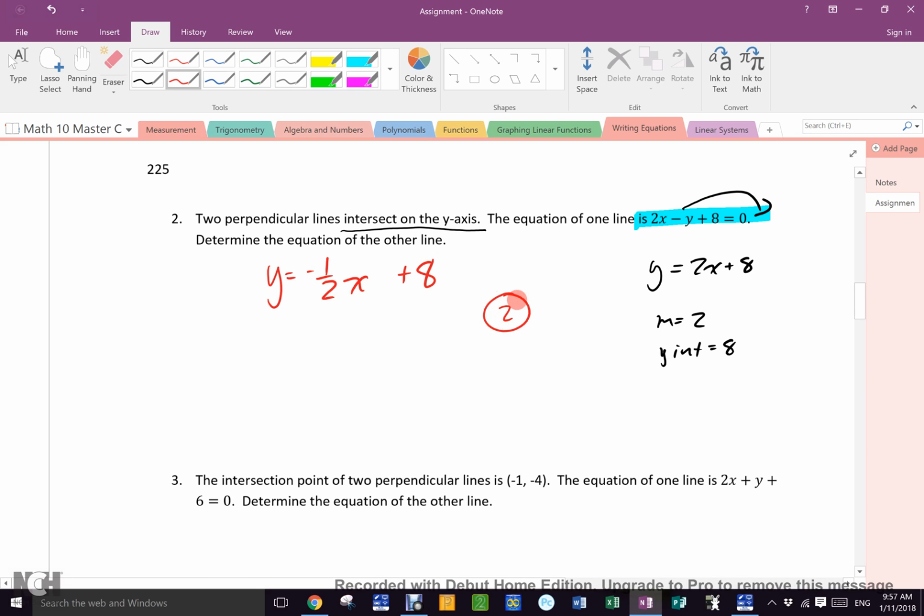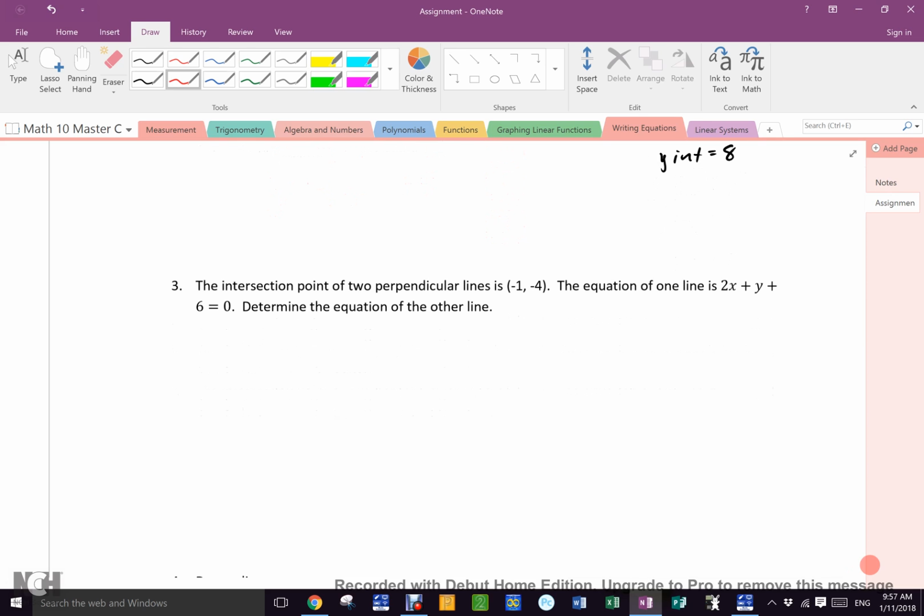And that's going to be worth 2 marks because you had to do some stuff over here. Does everybody understand what I did there? Everybody cool? Yeah? All right. Now, what's different in number 3?